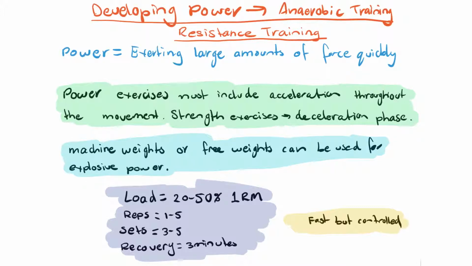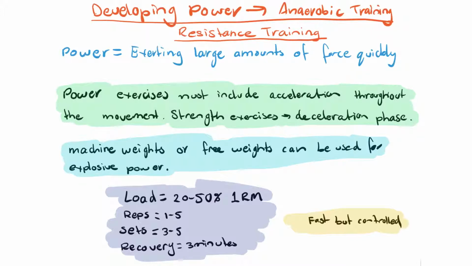So power means exerting large amounts of force quickly. So like for example, we're sitting on a chair, getting up as quick as we possibly can. That's our body exerting power. Now power exercises must include some form of acceleration throughout the movement phase. Now this is different to strength exercise where it's focused on the deceleration phase. Now this is why machine weights or free weights are really good for explosive power, because it allows us to look at that acceleration in a controlled manner, especially when we're using machine weights.